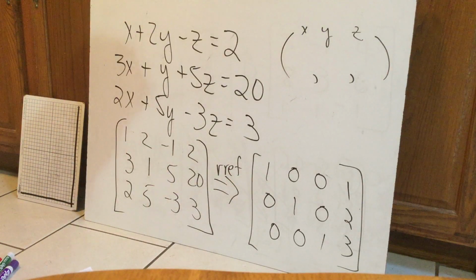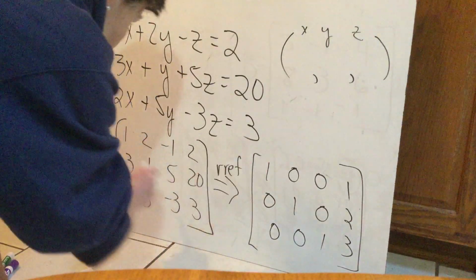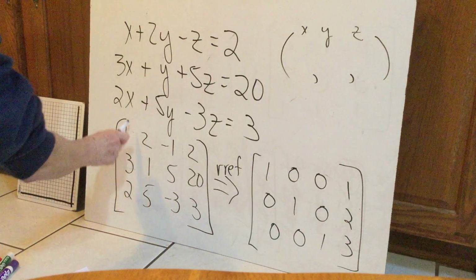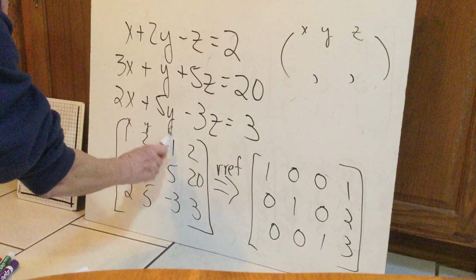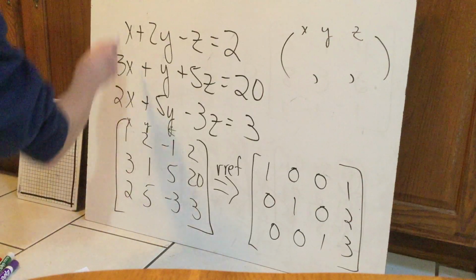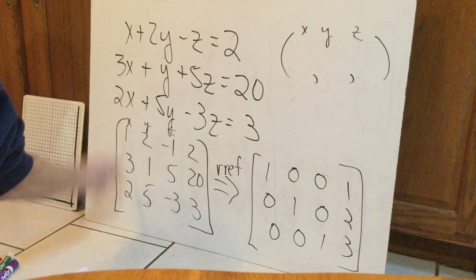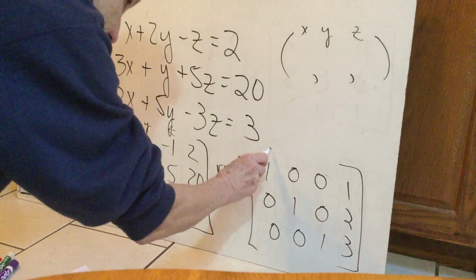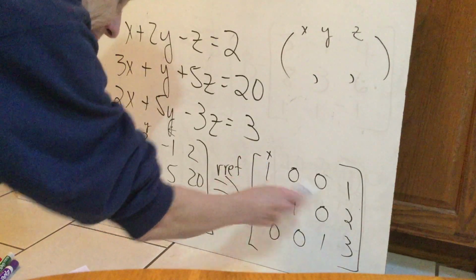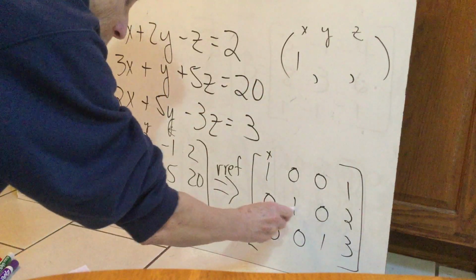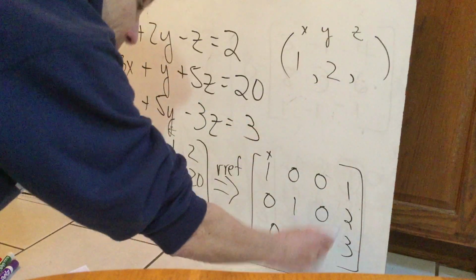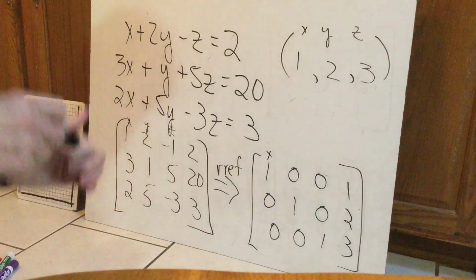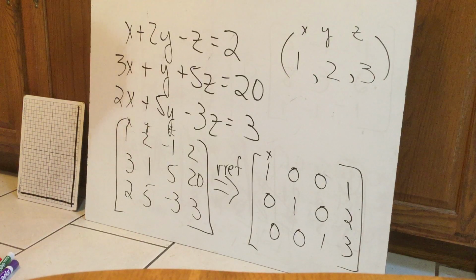Now, do you remember what this means? Remember, when you put these numbers into the matrix, this was the X column, the Y column, and the Z column. Those were the numbers that you put in. 1, 3, 2. Those are the X's. So here are the X's. Well, what does this say? X equals 1, Y equals 2, Z equals 3. And that is the solution to the system. Okay, good job.